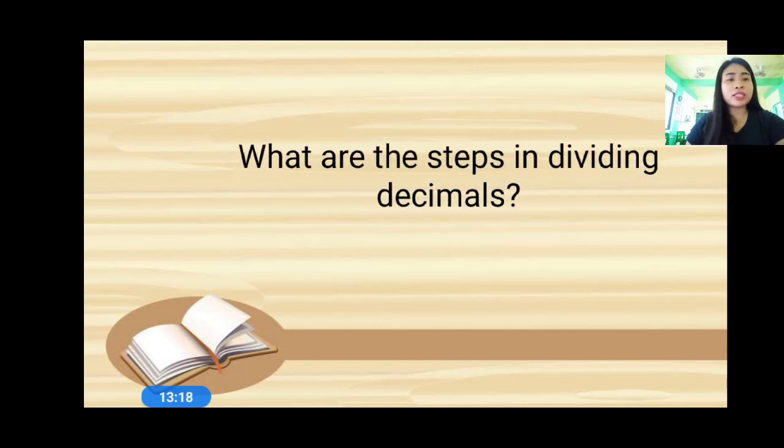Now, what are the steps in dividing decimals, everyone? First, change the divisor to a whole number by moving the decimal point to the right as many places as needed to make it a whole number, and then you're going to move as well the decimal point in the dividend as many places as it was moved in the divisor. Okay, so when you're done moving the decimal point and they are whole numbers already, then we can divide it already. And then the last step is that you're going to put the decimal point in the quotient directly above the decimal point in the dividend. So that's how you divide decimals.